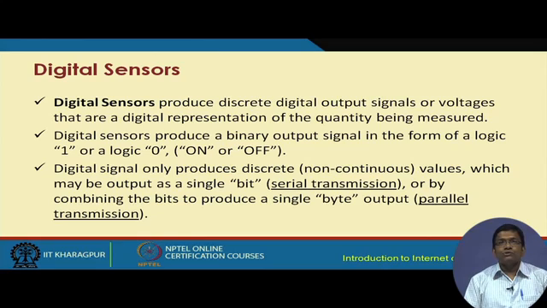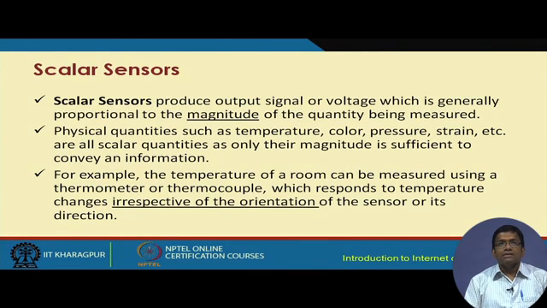Digital sensors produce digital, discrete voltage levels or signal levels. So binary values like 0 and 1, or on and off, are the output of digital sensors. Scalar sensors measure only the magnitude. Physical quantities such as temperature, color, pressure, strain, etc. are scalar quantities, and measurement of the change of magnitude is sufficient to convey the information.